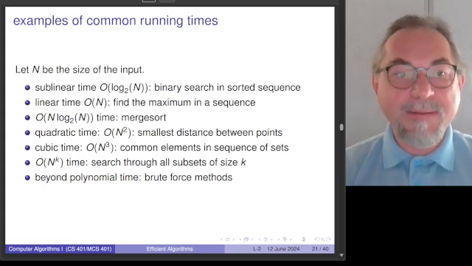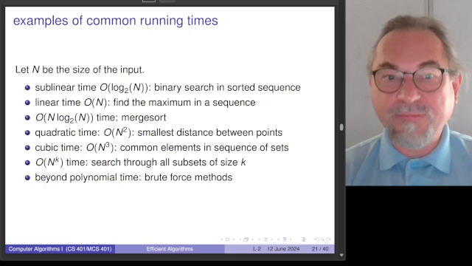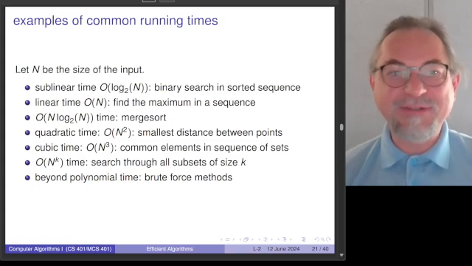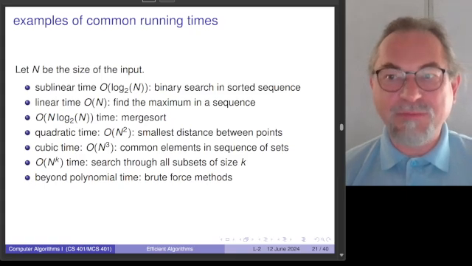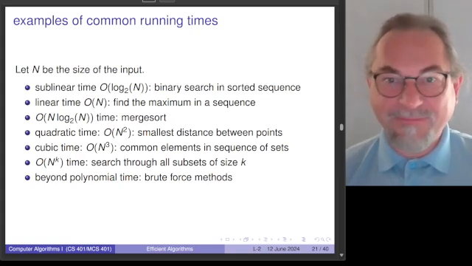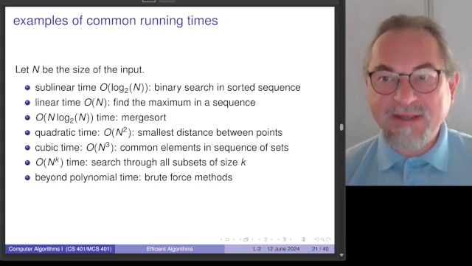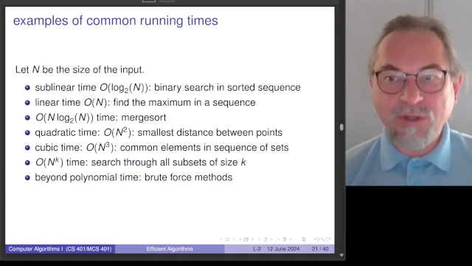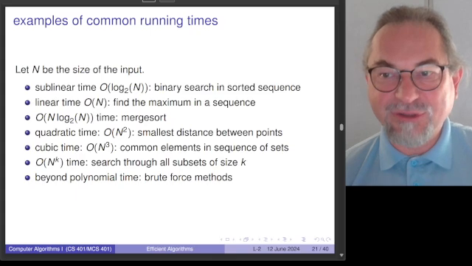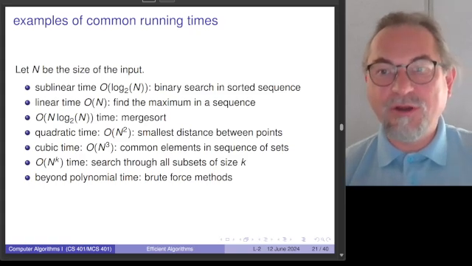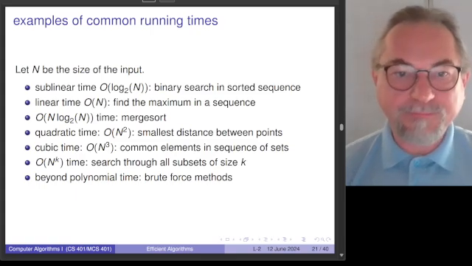straightforward manner. Cubic time, look for the common elements in sequences of sets. This is a course focused on discrete problems, so I picked discrete problems. If you have an interest in linear algebra, then quadratic time is solving a system with a matrix that is triangular. Cubic time is reducing any matrix to a triangular form.